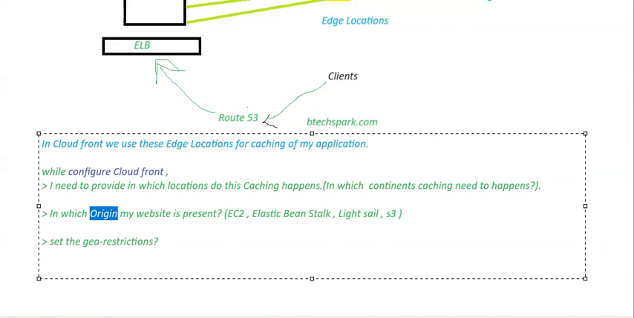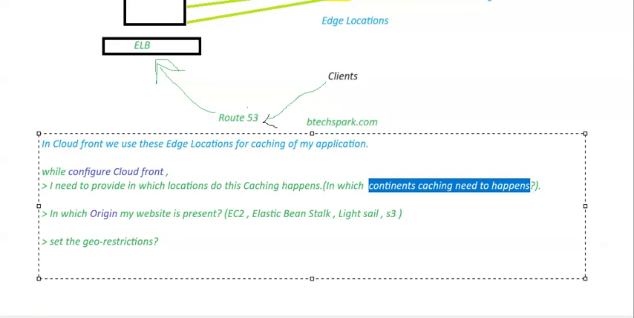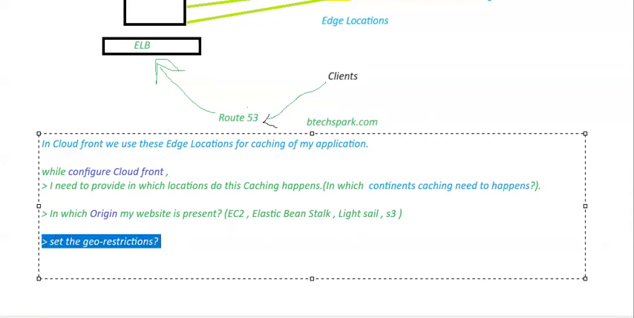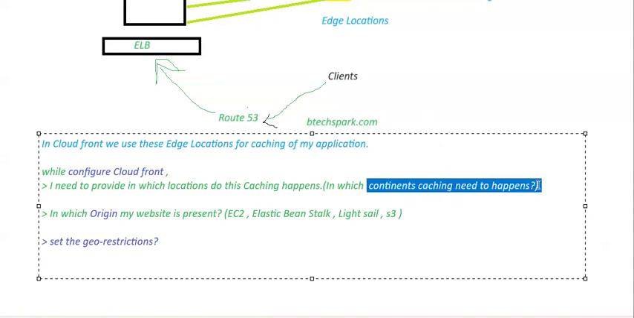So let me highlight that. Here continents also need to be highlighted because we need to provide continents, and here also we need to set the restrictions. So let me highlight this as well. Okay. So while configuring your CloudFront, what are the things that you need to provide? You need to provide continents. You need to provide in which continents your caching needs to happen, and the origin, from which origin your website will be hosted, and you need to set the geographic restrictions if you want to.